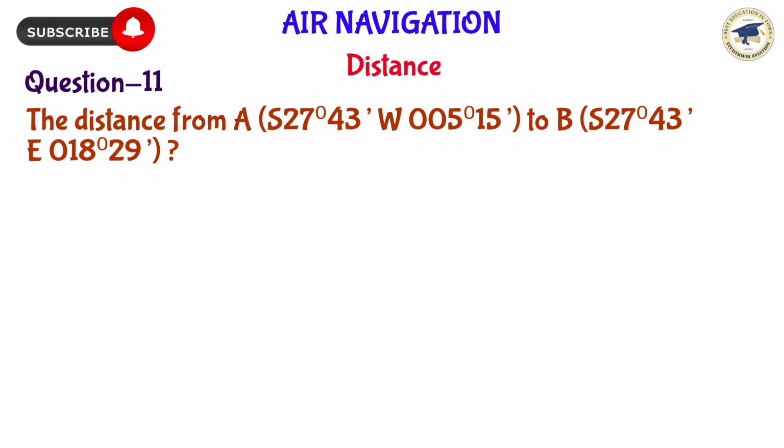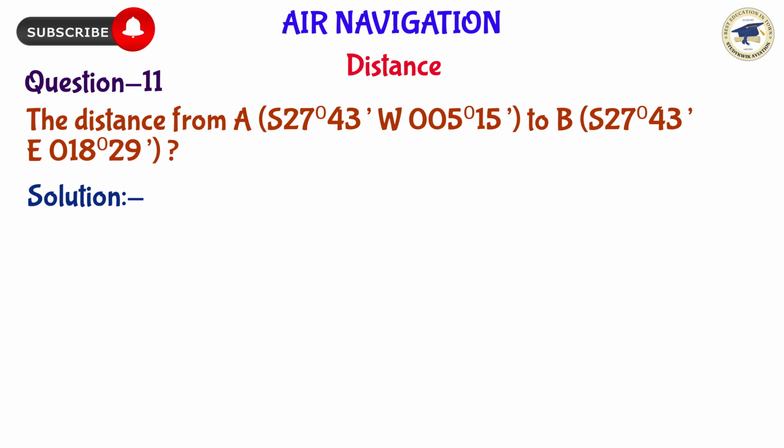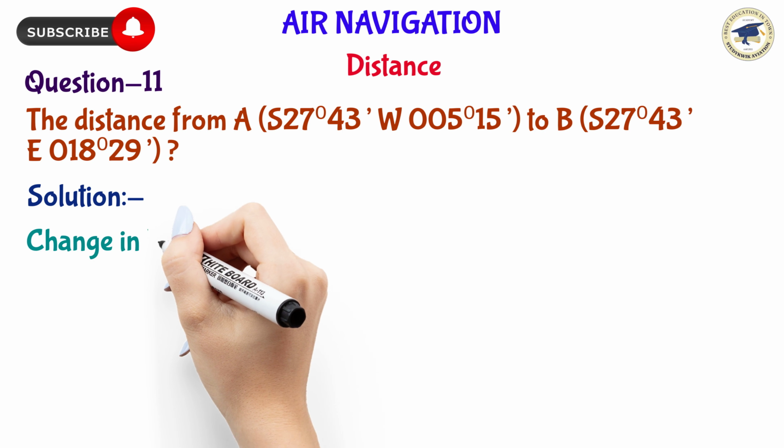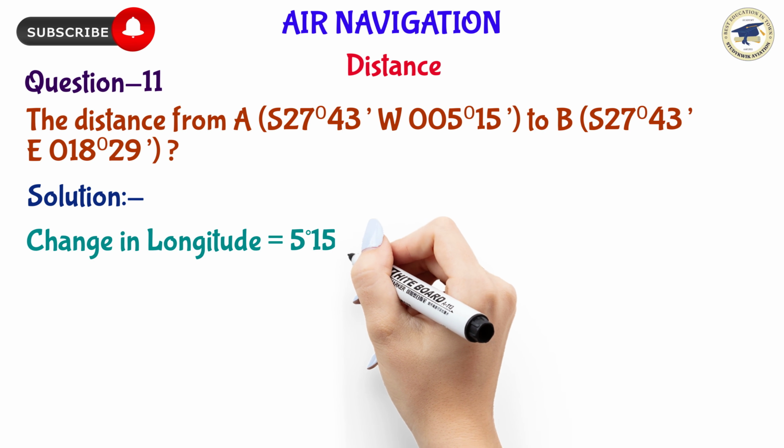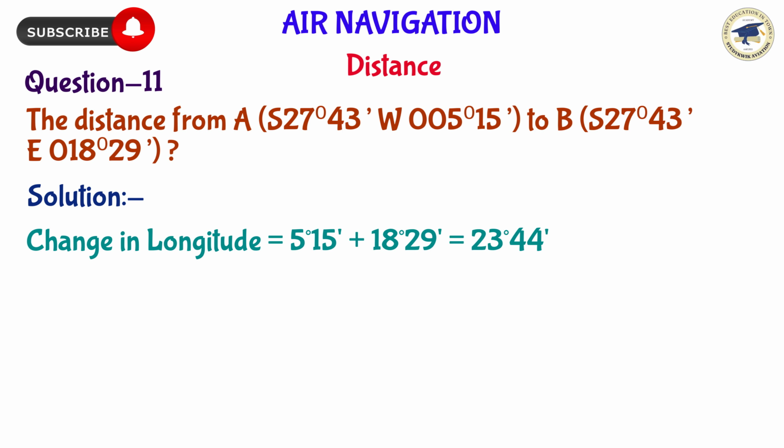Let's begin by calculating the total change in longitude between points A and B. Since point A is west and point B is east of the prime meridian, the total change in longitude is the sum of their longitudes, 5 degrees 15 minutes plus 18 degrees 29 minutes, which equals 23 degrees 44 minutes.